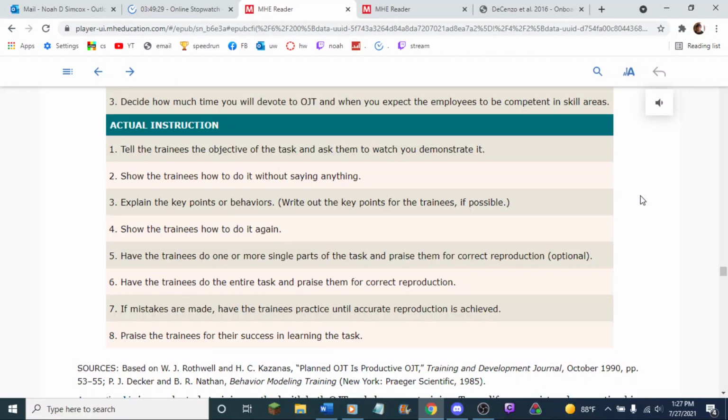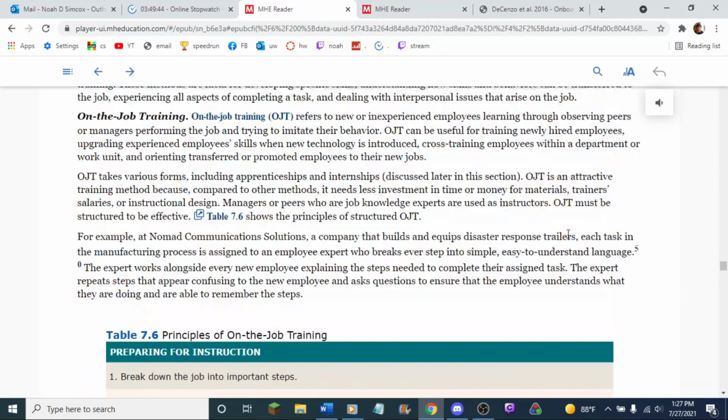Optional: have the trainees do the entire task and praise them for correct reproduction, or correct them if mistakes are made. Have the trainees practice until accurate reproduction is achieved. Praise the trainees for their success in learning the task.